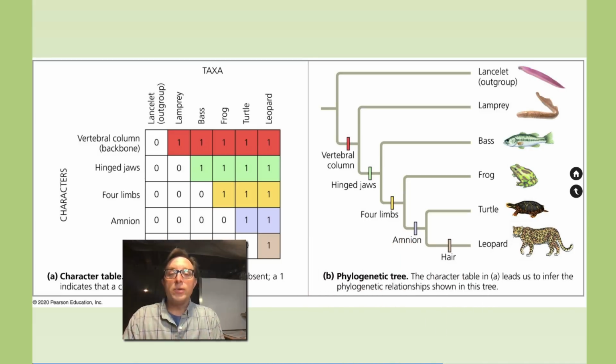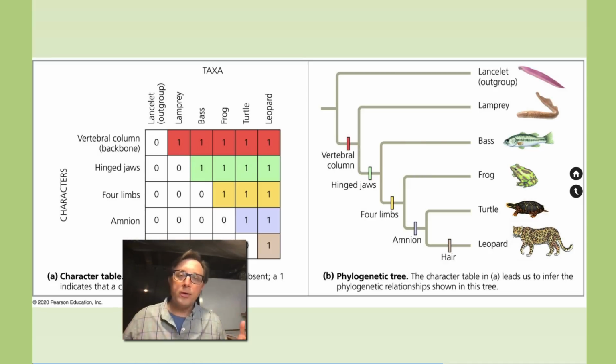Over on the right-hand side, we see a slightly different way of representing the same data, on a phylogenetic tree. The phylogenetic tree attempts to show a better representation of the evolutionary changes, of the evolutionary relationships between our group of organisms. In this case, we can trace back and say that a turtle and a leopard have a more recent common ancestor than a leopard and a bass.